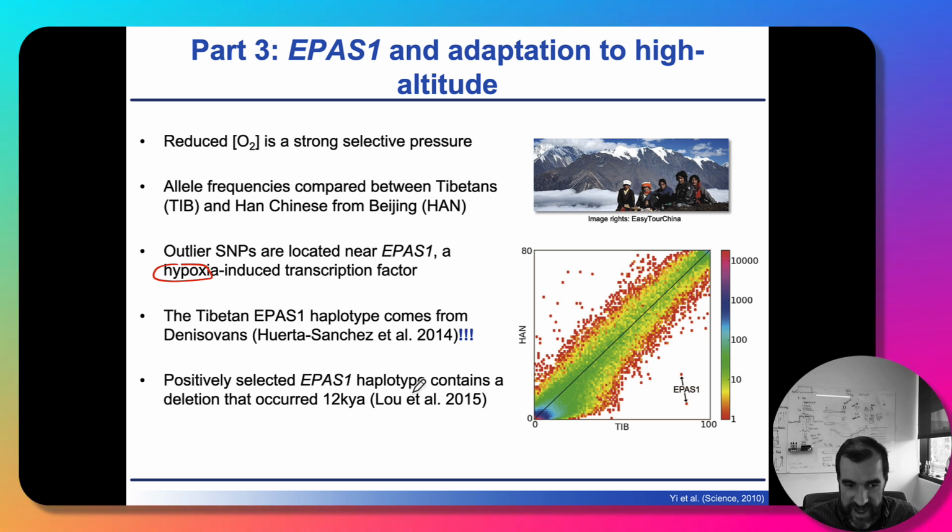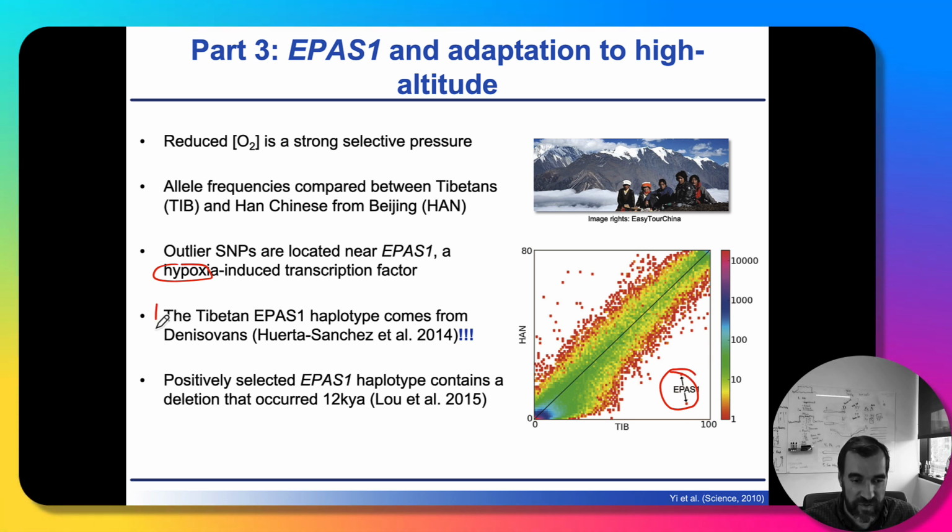So this haplotype, if you compare these populations, comparing Han Chinese from Beijing to Tibetan populations that live at these very high altitudes, you can look at what are some of the alleles that are most different between these populations, and you can see one of the most extreme deviations is within this EPAS1 gene, which is how it was originally identified.